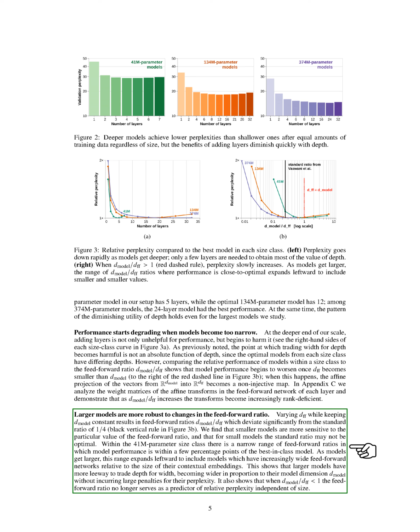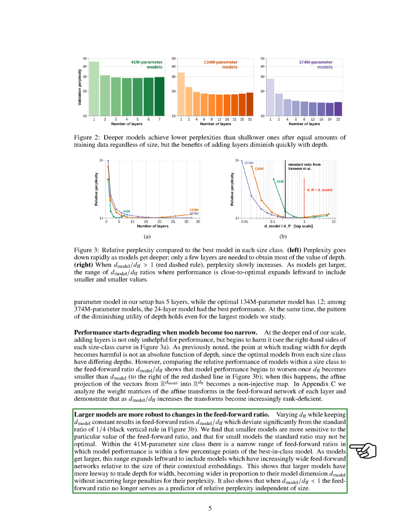Smaller models are more sensitive to changes in this ratio, and the standard ratio may not be the best for them. In the 41-parameter size class, there's a small range of feed-forward ratios where the model's performance is almost as good as the best model in that class. As models get larger, this range expands to include models with larger feed-forward networks relative to their contextual embeddings. This suggests that larger models can afford to be wider in relation to their model size without significantly affecting their perplexity, a measure of their performance.